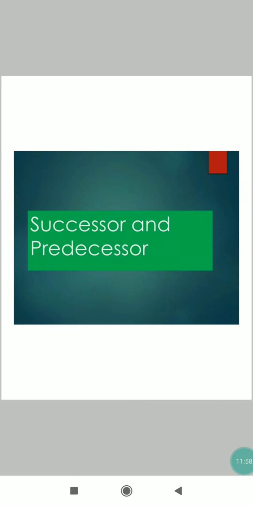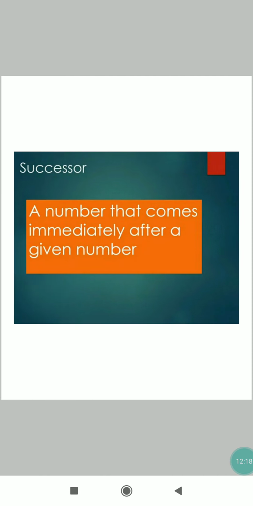Now you can see we are here with a new topic, that is successor and predecessor. We have already heard the word successor and we have already heard the word predecessor. So now we are going to talk about these things. What do they actually mean? See, successor: a number that comes immediately after a given number.